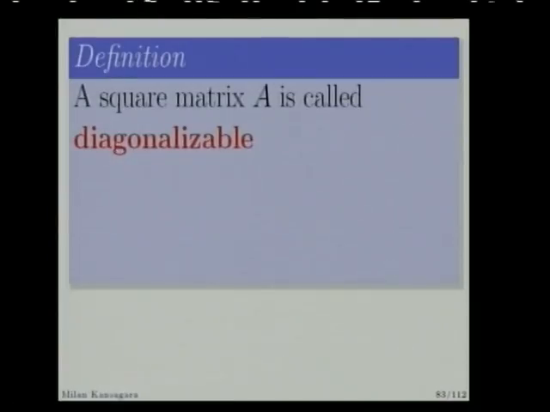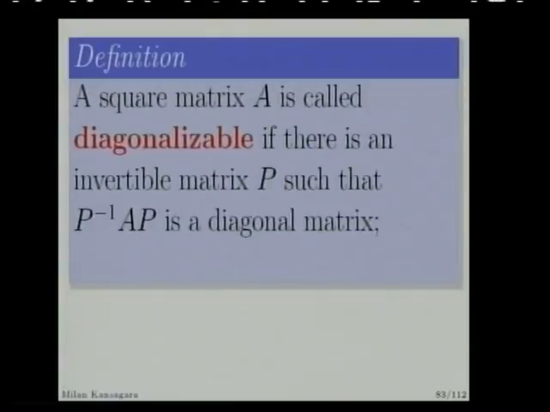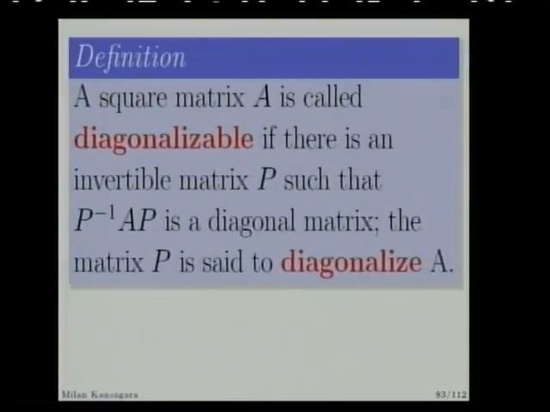Okay. So now we have a problem that is called the diagonalization problem. Let us see what diagonalization is. First of all, see the definition. A square matrix A is called diagonalizable if there is an invertible matrix P such that P inverse AP is a diagonal matrix, and matrix P is said to diagonalize A.